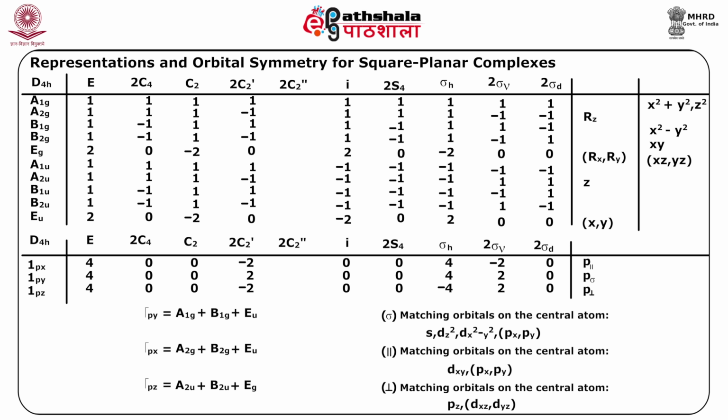The matching metal orbitals for the sigma bonding in the first transition series are those with lobes in the xy directions: 3d x square minus y square, 4px and 4py, with some contributions from the less directed 3d z square and 4s. The contributions from all the other orbitals can be ignored.